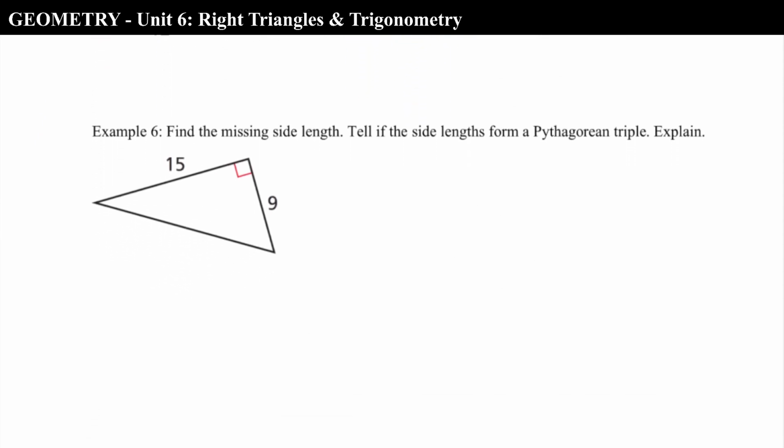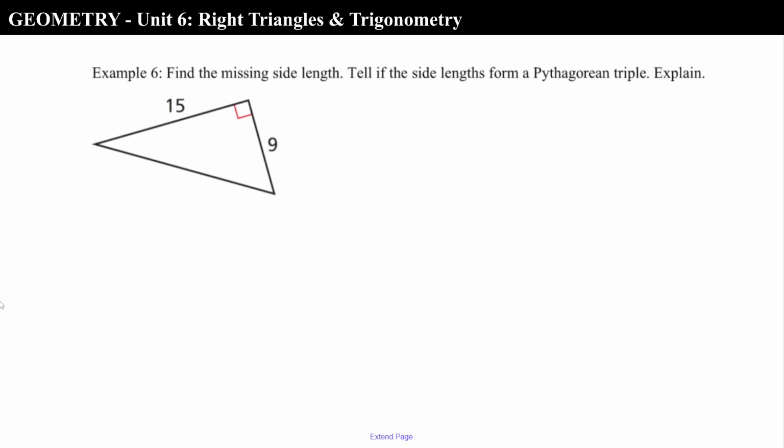So now let's take a look at example 6 and do the same thing. a squared plus b squared equals c squared. Here we're given the two legs, 9 and 15. So we're going to see if the hypotenuse comes out to a whole number. So this is 81 plus 225. 81 plus 225 gives us 306.